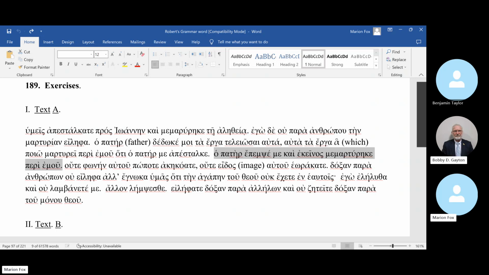Now, he sent me. Notice it has an augment on it, so it's not perfect. So it's something that's usually in the past. And ekeinos is that, the distance, see? And that one bears testimony, okay, concerning me. Now, emou, of course, we've just said here is emphatic. So the testimony is concerning Jesus that he's talking about. Does that help?